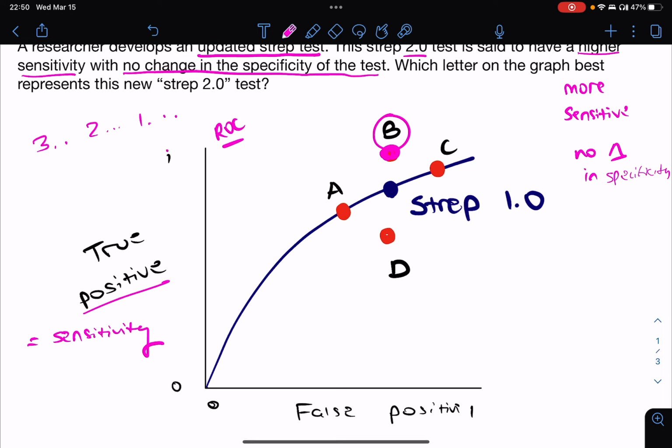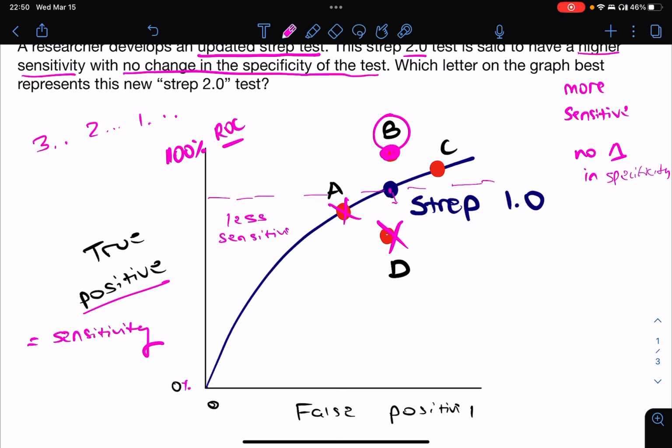And so what we're saying here is that we have 100% sensitivity up top and 0% sensitivity on the bottom. And so we want a test that is more sensitive than this initial point here, strep 1.0. And so we know that anything below this line is less sensitive. And so that means that A and D are wrong. And now we're left between B and C.